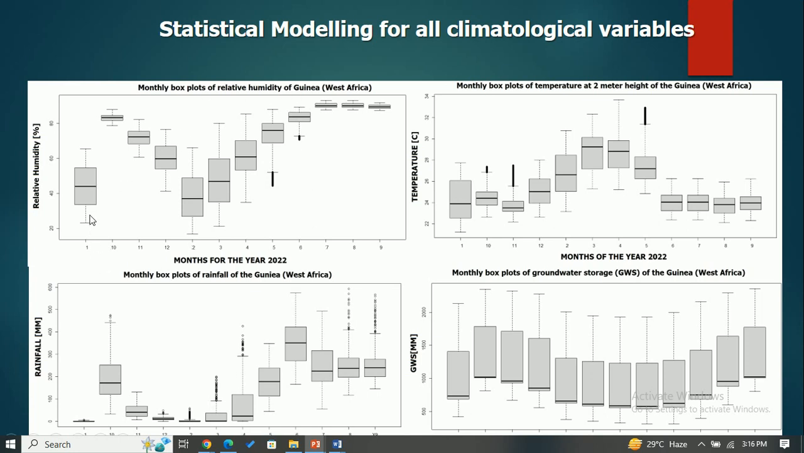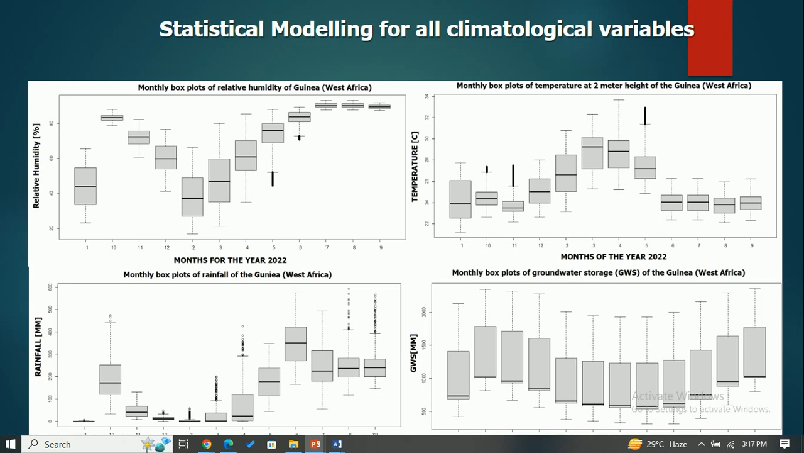Just see that in the 7th month, it's about July, the maximum humidity occurs because after the rainy season humidity is maximum. And you see the temperature at 2 meter height: the maximum temperature is in the month of April. And for rainfall, the maximum is in the month of June. And then groundwater storage, shallow groundwater storage.